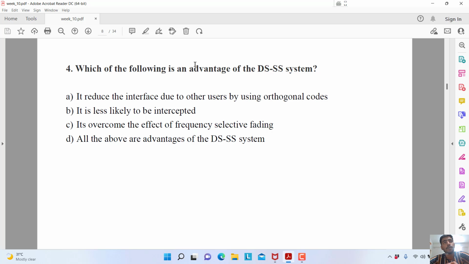Again, which of the following is an advantage of the DSSS system? A, it reduces the interference due to other users by using orthogonal codes. B, it is less likely to be intercepted. C, it overcomes the effect of frequency selective fading. And D is all of the above. So all are advantages of the DSSS system, it will be D part.